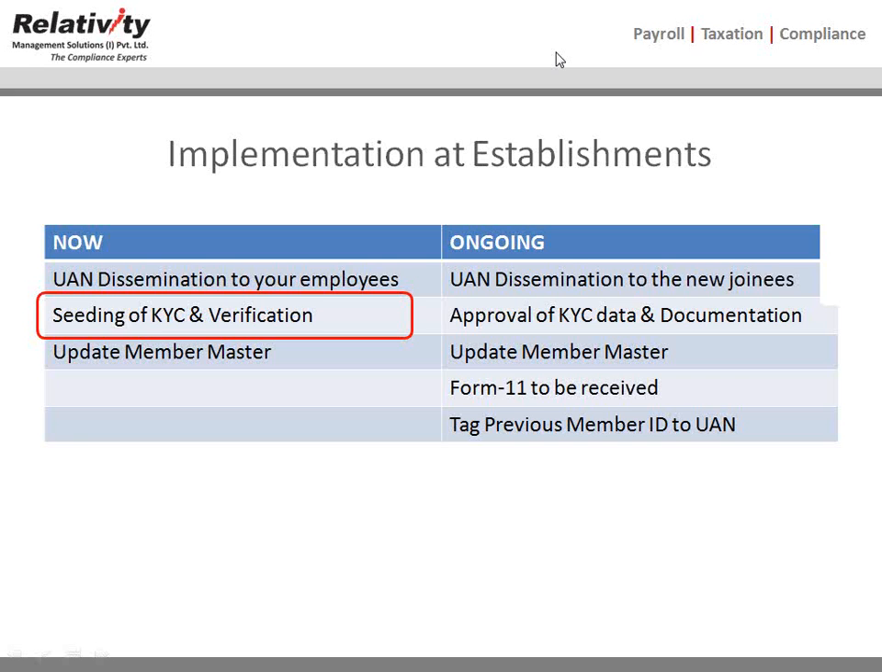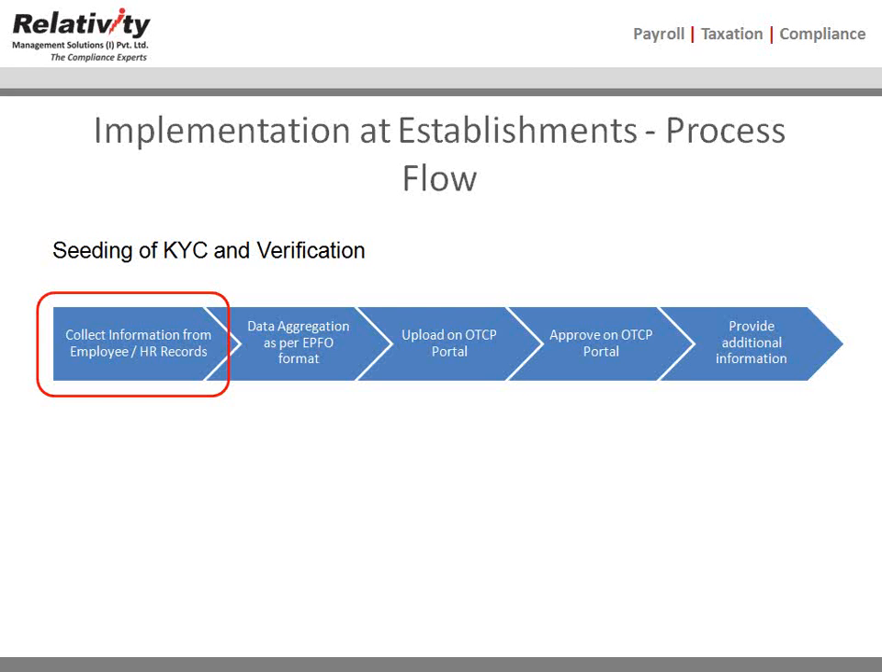The third one would of course be upload on the OTCP portal. So once we prepare this particular file, it has to be uploaded on the online transfer claim portal, which I would also refer as UAN employer portal. The fourth one is, once we upload, there is a process of approval on the OTCP portal.